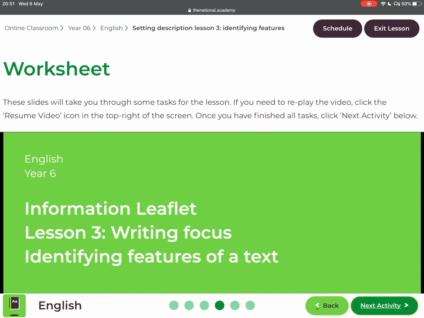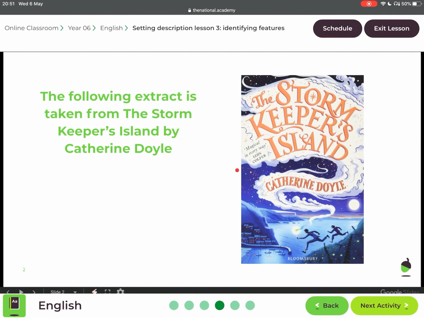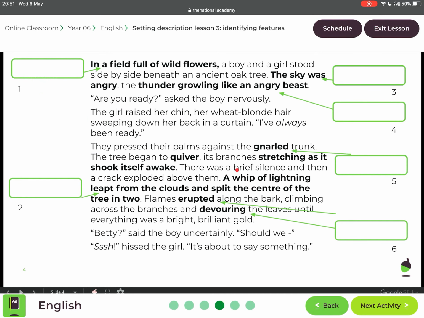After that, you have your independent task here. This extract is from The Stormkeeper's Island by Catherine Doyle. So you need to label the grammatical features. Number 1 here, that would be a fronted adverbial. Number 2 is personification. Number 3 is a metaphor. Number 4 is also personification.